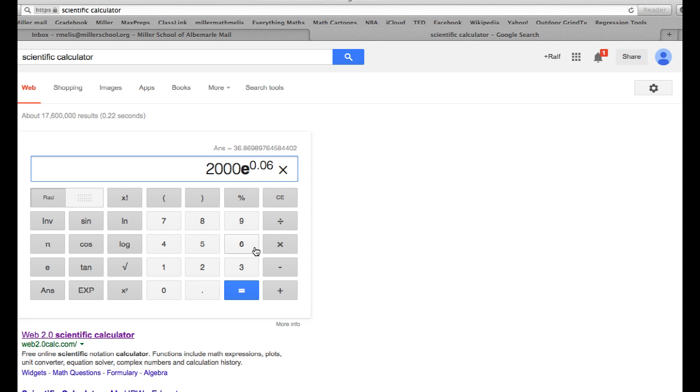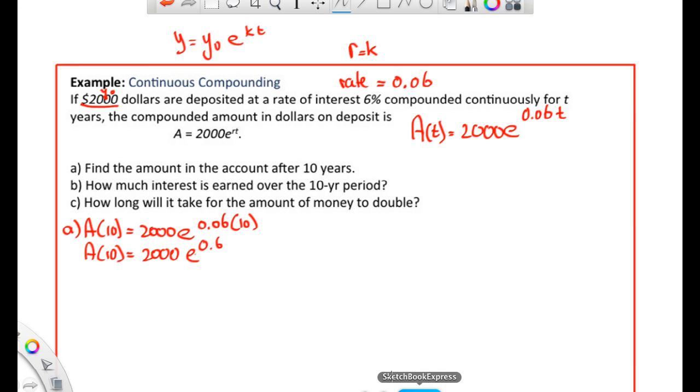0.06 times, oh, and let's see how the times didn't go right there. 0.06 times 10. So this is my little scientific calculator. The answer is going to be $3,644.23. Okay, keep in mind this is money. So we actually didn't need this. We're going to just take the calculator answer for that.